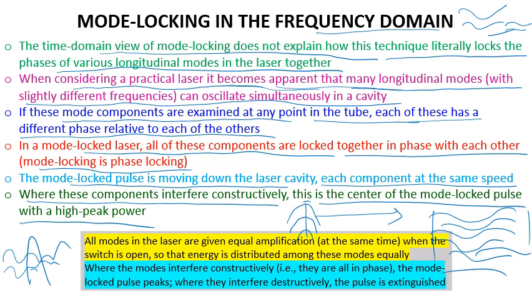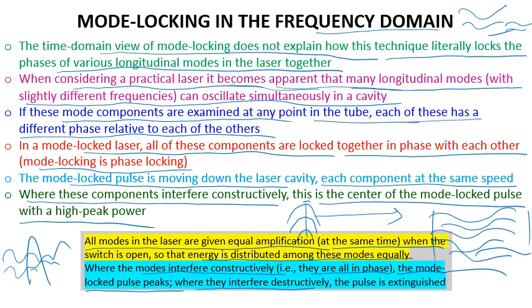What it's saying here is that all modes in the laser are given equal amplification at the same time because it's locked, when the switch of the electro-optic modulator is open. So energy is distributed among these modes equally when it's locked. Where the modes interfere constructively in phase, the mode-locked pulse peaks.